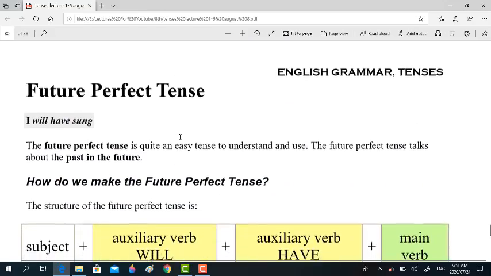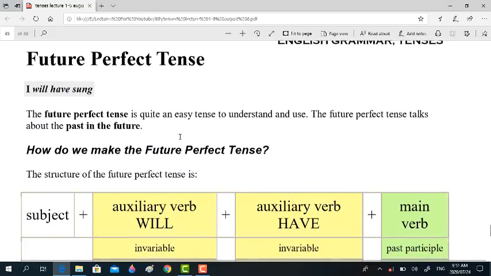Future perfect tense. Now we have the new topic, future perfect tense. Look at this example. I will have sung. The future perfect tense is quite an easy tense to understand and use. The future perfect tense talks about the past in the future. Past in the future means complete action in the future.